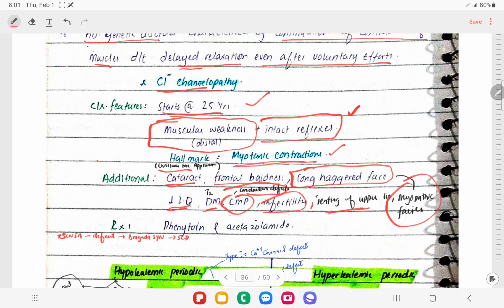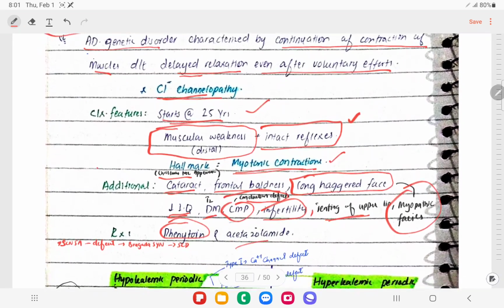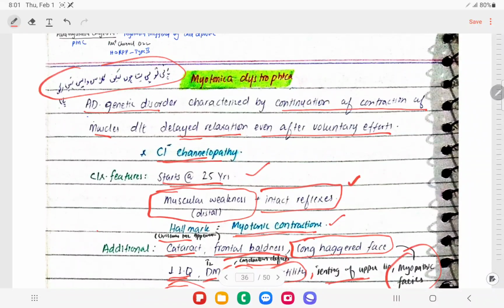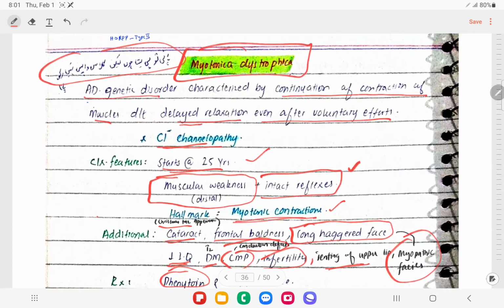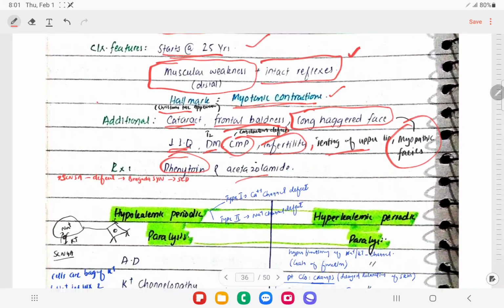So treatment is just supportive. The only drug that can help in these patients is phenytoin, right? So that's about myotonic dystrophy. Basically there is sustained muscular contraction in these patients. We're going to differentiate it from hyperkalemic periodic paralysis. I'm going to discuss it right now.